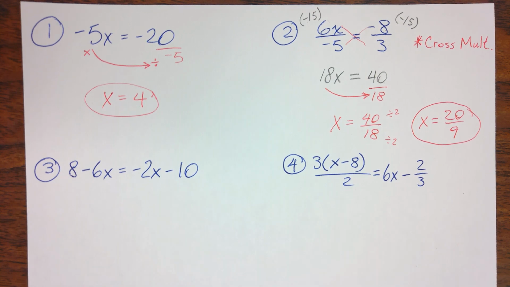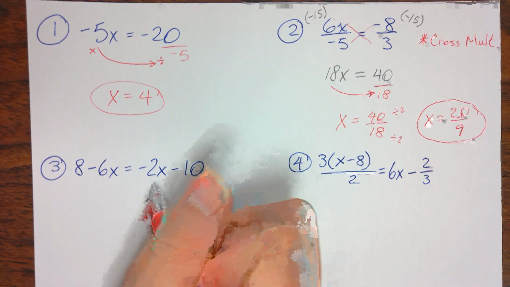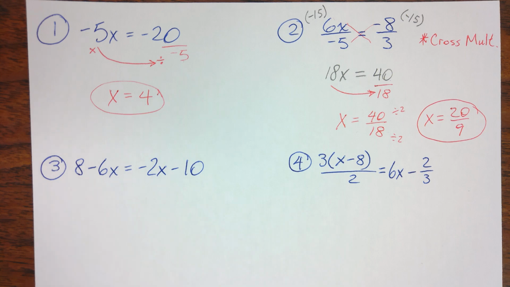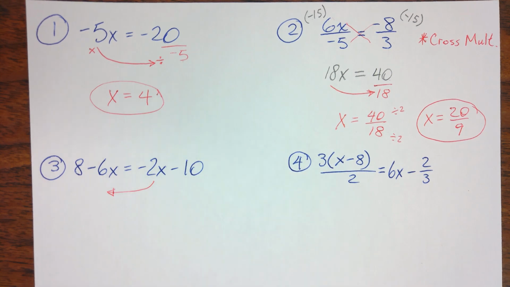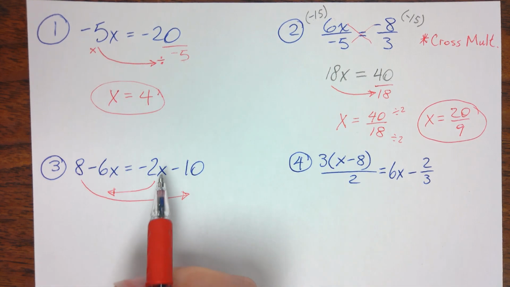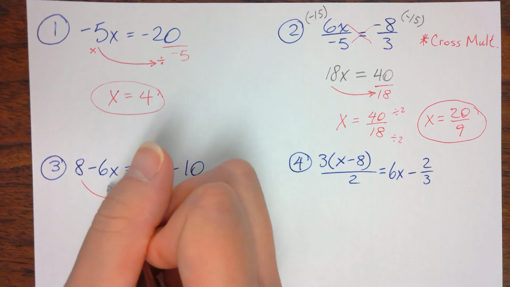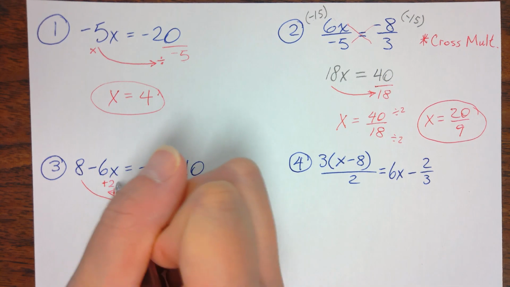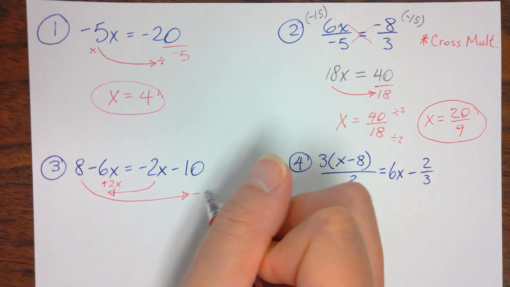Okay, number 3. Right, number 3. This, I think a lot of you guys got this one, so that's good. Move the letter term to the left, move the constant to the right. Okay. When you move that negative 2x over, it becomes, right, plus 2x. When you move this positive 8 over, it becomes negative 8.